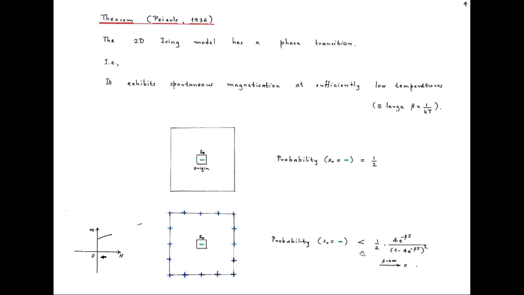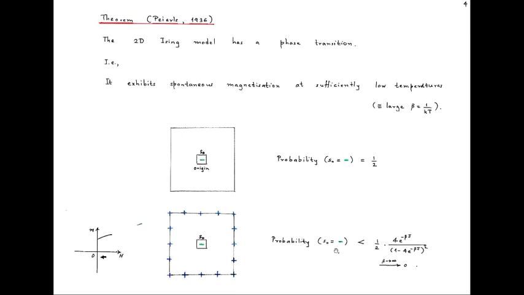So he showed that this probability is less than half by this factor, and this factor has e to the power minus beta j in the numerator. As the temperature goes to zero, this beta tends to infinity, and so this goes to zero. We also notice that this is independent of the lattice size. So even if you have a very big lattice size, this probability just depends on the temperature. So that is what he proved.